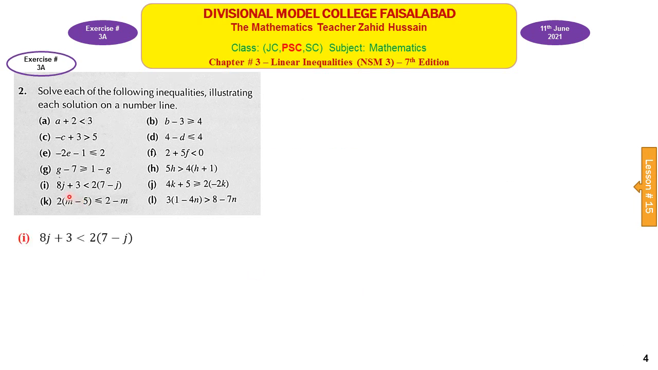Next part: 8j plus 3 less than 2 into 7 minus j. This inequality does not have fractions, but this inequality has brackets. We will first remove these brackets. So we get 8j plus 3 less than 14 minus 2j.